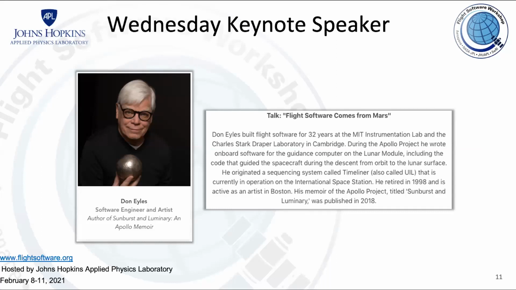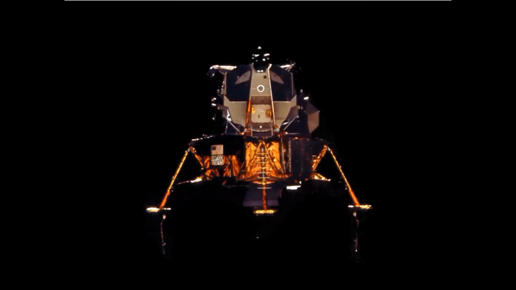He originated a sequencing system called Time Linear, also called UIL, that is currently in operation on the International Space Station. He retired in 1998 and is active as an artist in Boston. His memoir of the Apollo project, titled Sunburst and Luminary, was published in 2018. And it is my pleasure to offer Don Eyles.